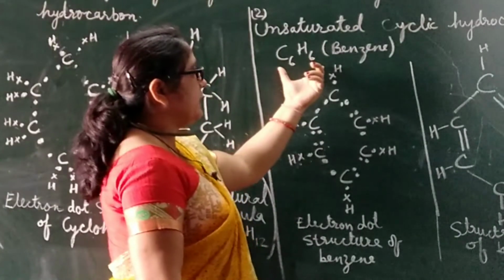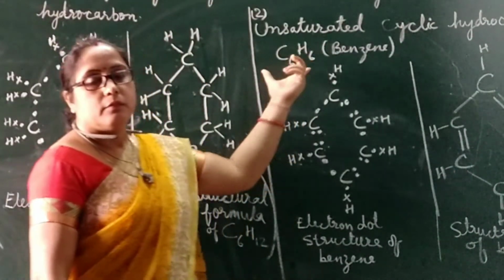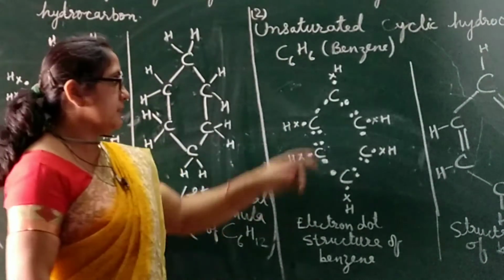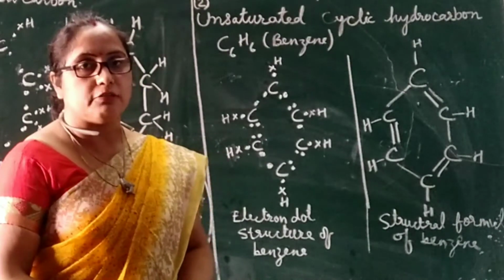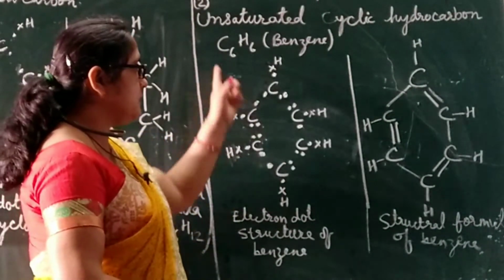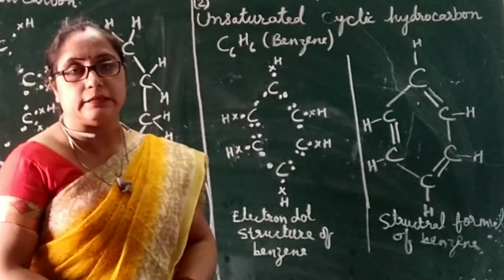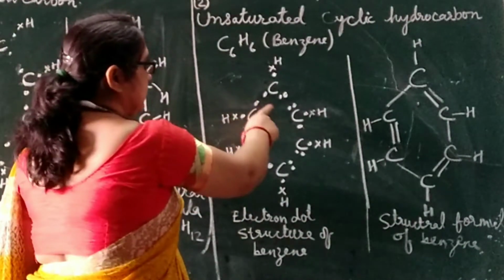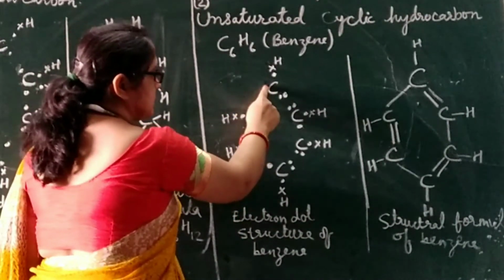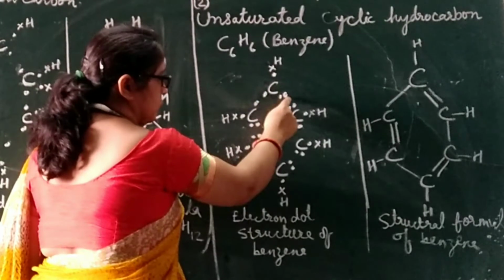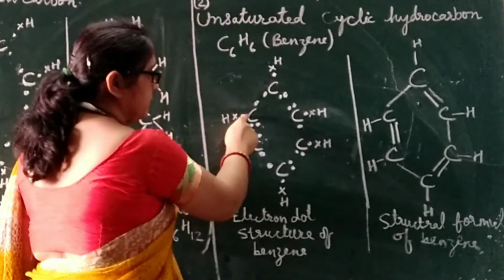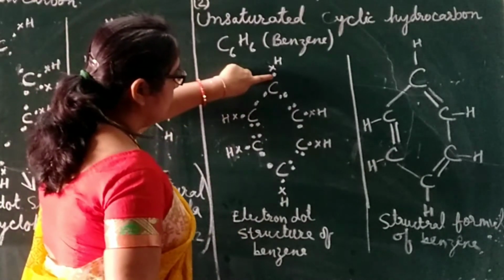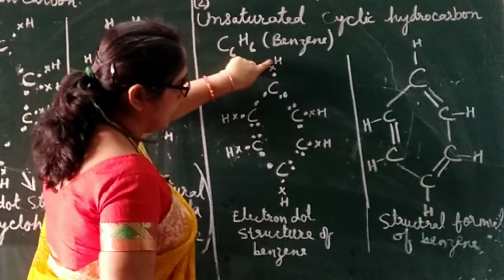An example is benzene. The formula of benzene is C6H6. Now we will discuss the dot structure of benzene. Benzene contains 6 carbon atoms and 6 hydrogen atoms. In the dot structure of benzene, this carbon shares its 2 electrons with this carbon and its 1 electron with this carbon. The left 1 electron of this carbon is shared with hydrogen.